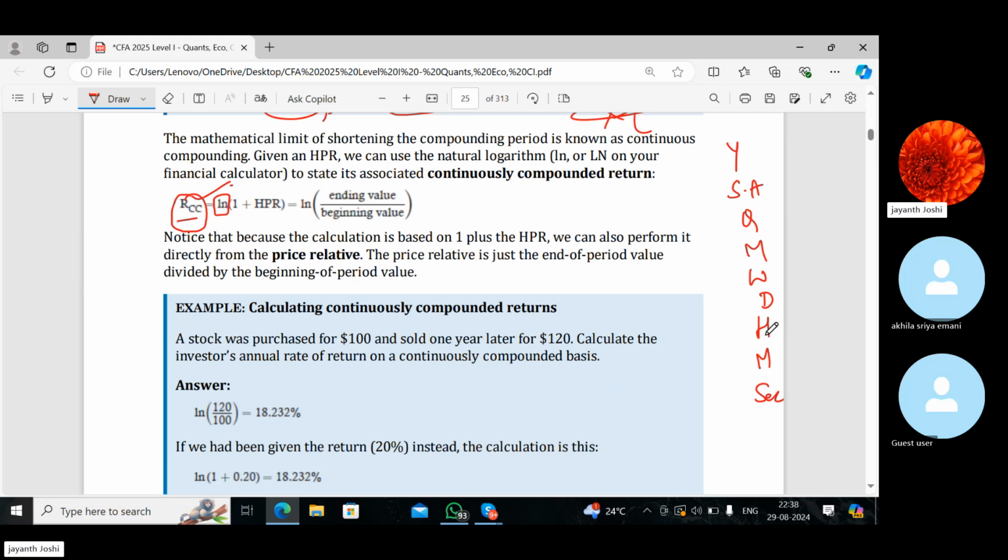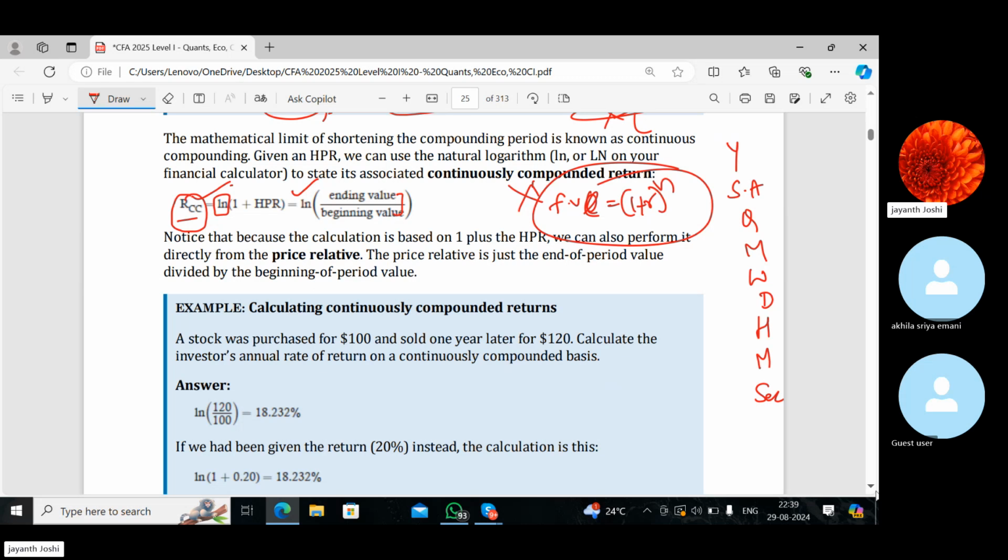So in that case, the formula we were using right now, future value equal to 1 plus r whole power n, is not applicable. So what is applicable? In case of continuously compounding returns, you have to use the log function. So log of 1 plus holding period return, or you can take this direct value, a logarithm of ending value upon beginning value.